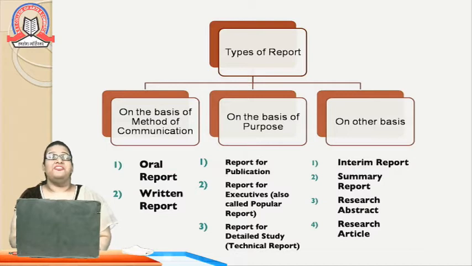So these are the different types of reports. They are divided into 3 categories: on the basis of method of communication, on the basis of purpose, and on other basis. Method of communication is divided into oral report and written report. On the basis of purpose, it is divided into report for publication, report for executives, and report for detailed study. And on the other basis, it is divided into interim report, summary report, research abstract, and research article. So I think types of reports is clear.